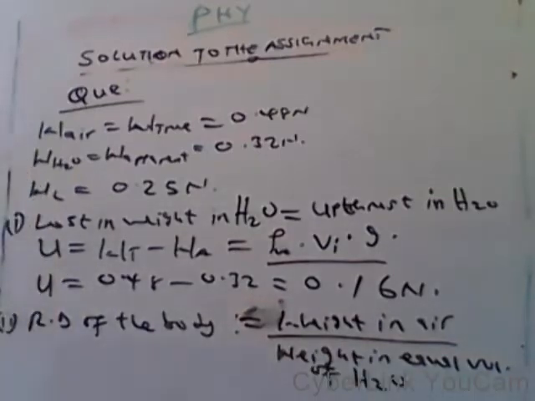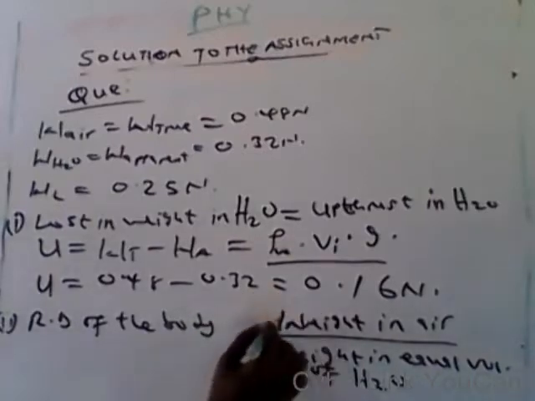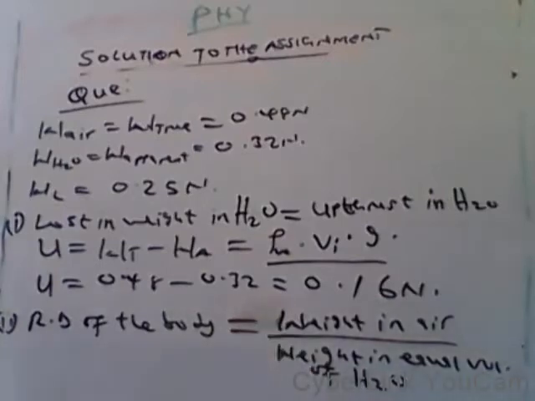Relative density of the body equals weight in air over weight in equal volume of water. Now, what is the weight in air? The weight in air is 0.48 Newton. What is the weight in equal volume of water? The weight in equal volume of water is 0.16 Newton.